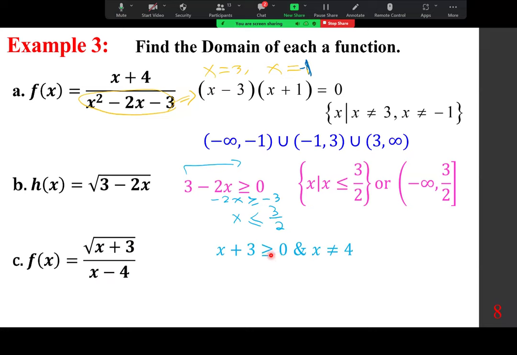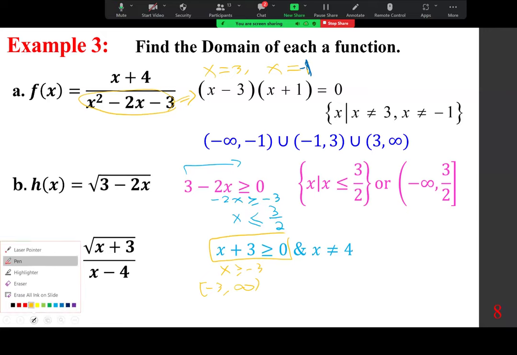So if you stick with that only, it means x is larger than or equal to minus 3. And it means from minus 3 to infinity. So here's what you do. And this is not, of course, finished. You look at this one. If it's in this interval, you're going to exclude that. If it's not, just ignore it.